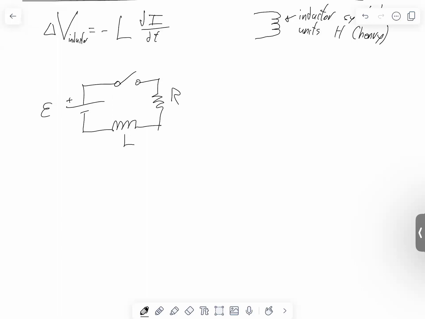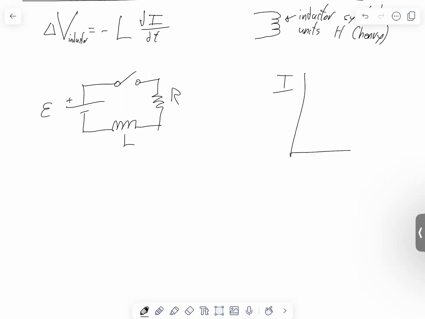What happens the instant I close the switch? How much current flows? No. What did I say before about the essence of what an inductor does in a circuit? It prevents, that's true, but it prevents instantaneous changes in current. If you didn't have the inductor, you jump from 0 current to script E over R current. With the inductor, it means you can't change that.